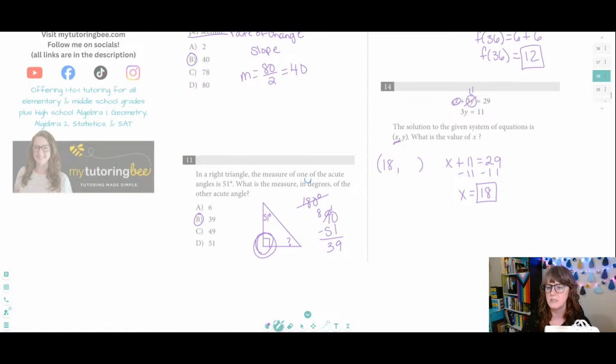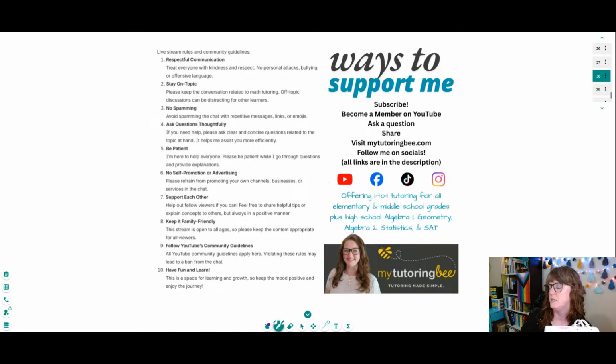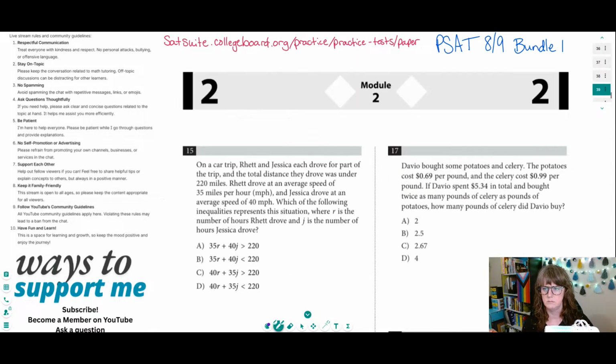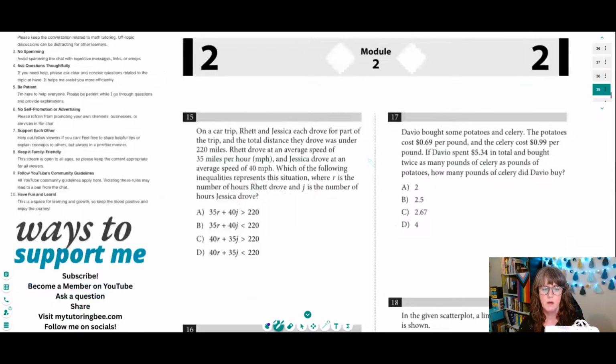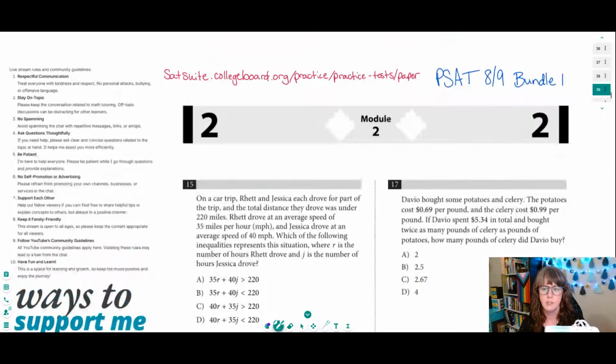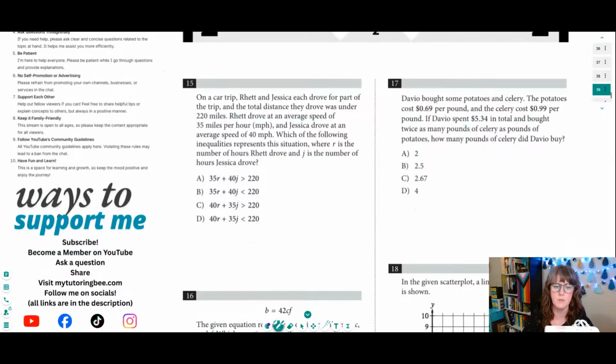All right, great. Well, let's move on to our next page. There we go. Okay. I don't think I meant for that other page to be stuck in there. All right. So again, module 2, this is the PSAT 8-9 bundle. Bundle 1 and module 2.